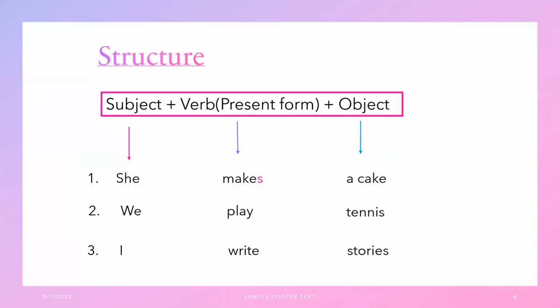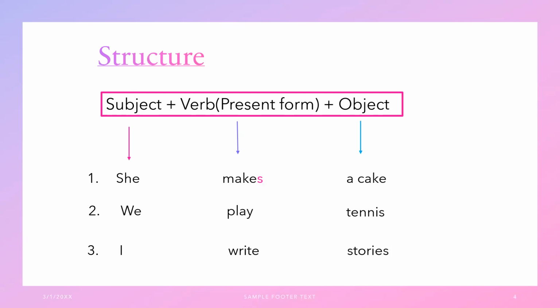Now let us see the structure of the sentences which are written in simple present tense. Subject plus verb in present form and object. So first we write the subject, then we write the verb in the present form, which is the root form of the verb, and then we write the object. Let's see some examples.